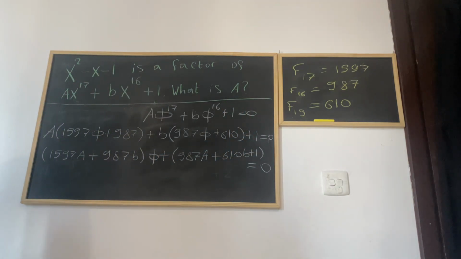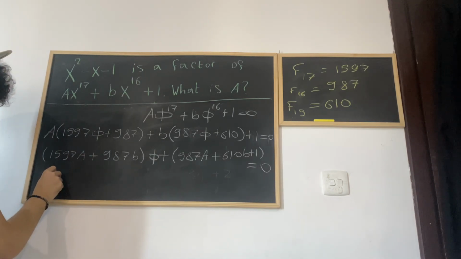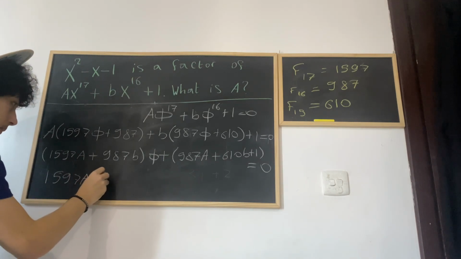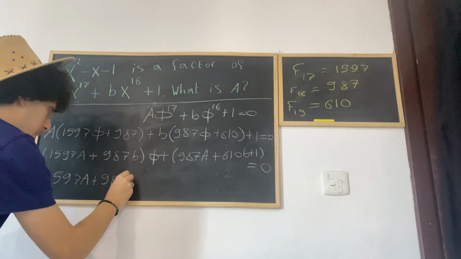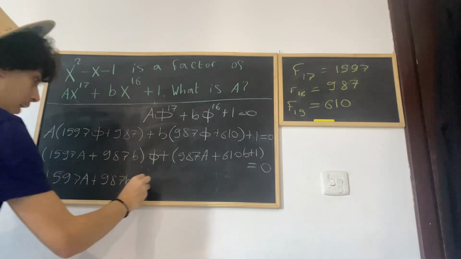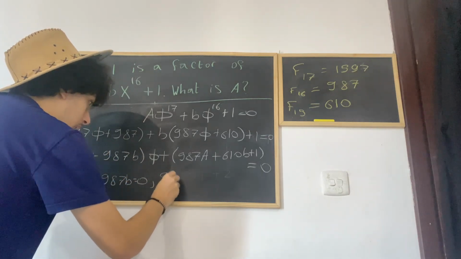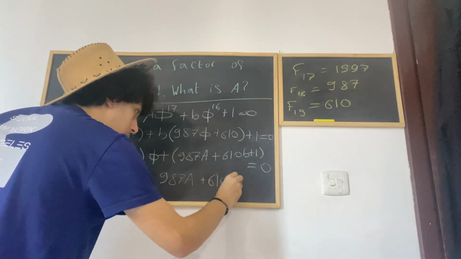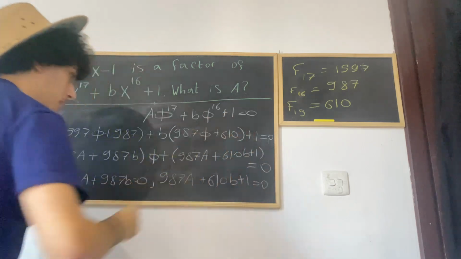Now, remember, this also has to work for the inverse phi, which is our second root from this first polynomial. And for this to work with the inverse phi, or the second root, the coefficient of phi and the constant in this equation must both equal 0. And that's going to give us a simultaneous equation. So we're going to get that 1597A plus 987B is equal to 0. And we're also going to get that 987A plus 610B plus 1 is equal to 0.